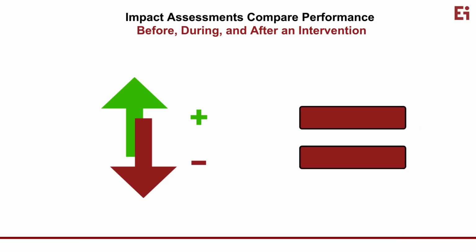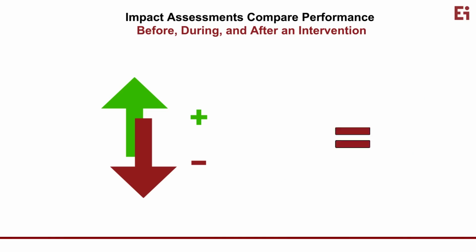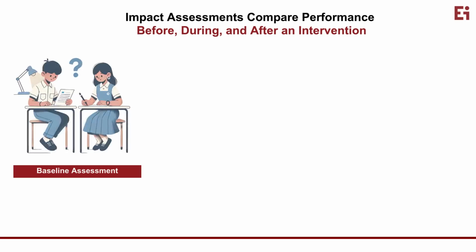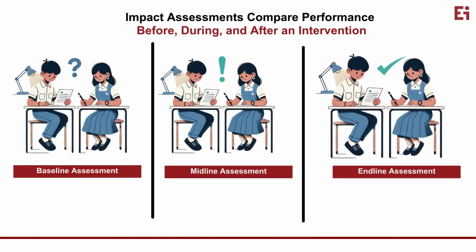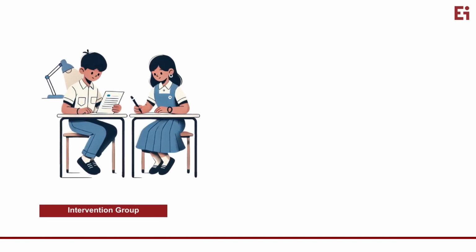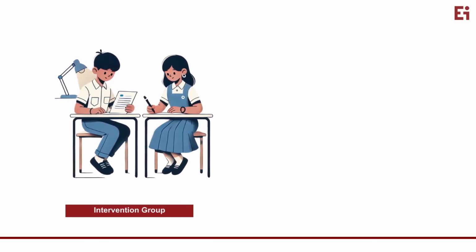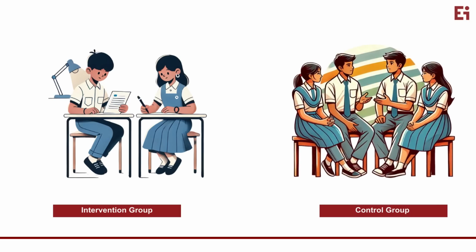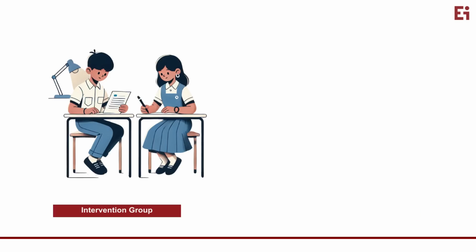For example, if you implement a project-based learning in a class, you would compare baseline, midline, and endline results to assess the program's impact. At the same time, outcomes can also be compared between two groups where a program is happening, called the intervention group, to a group where there has been no intervention, called the control group.